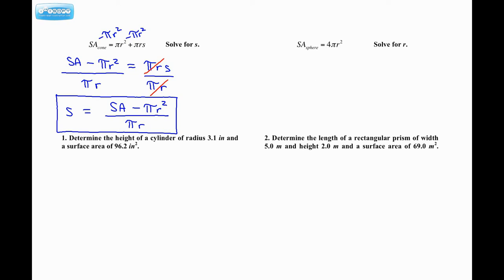So I'm going to write it out again. So surface area of a sphere is 4 times pi times the radius squared. Now if I want to isolate r, well, I first off have to divide out the 4 pi.